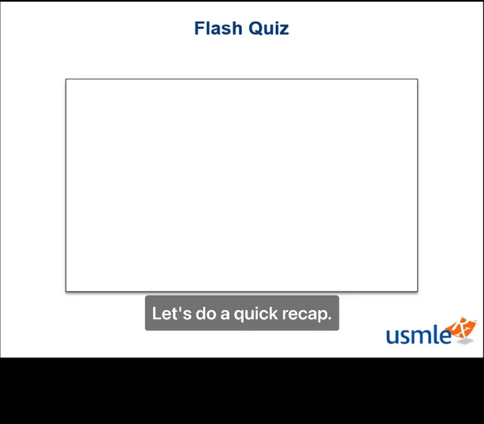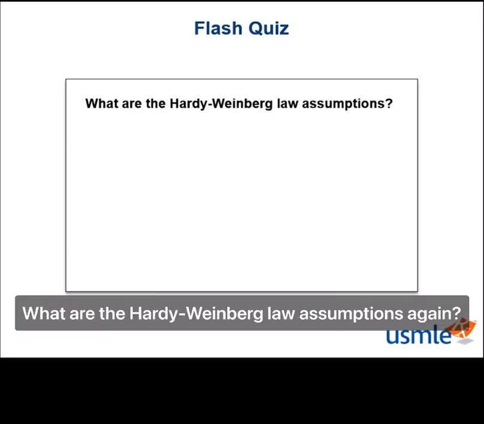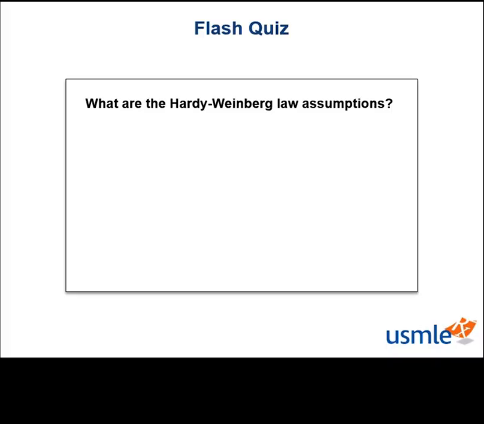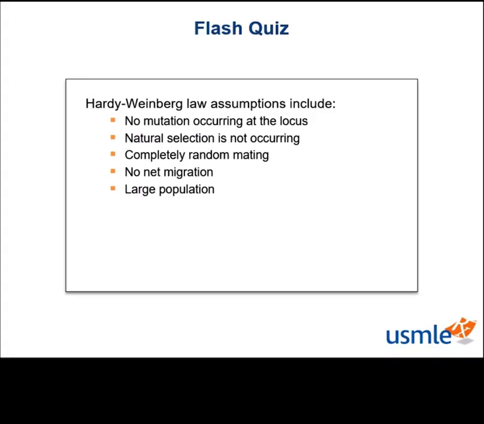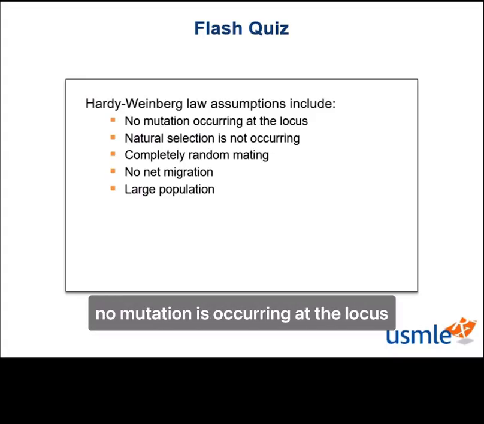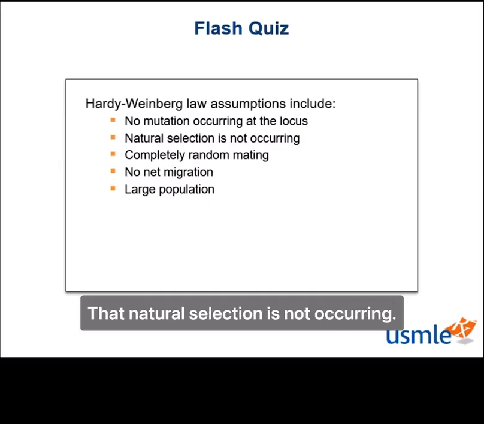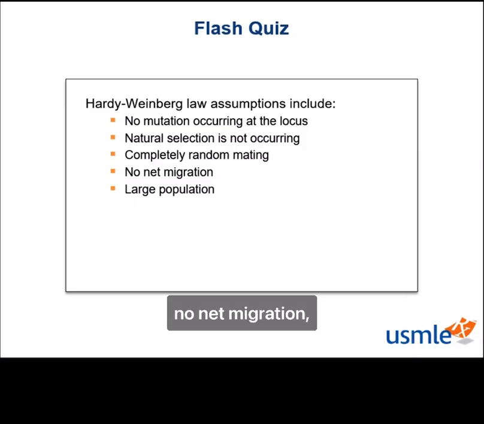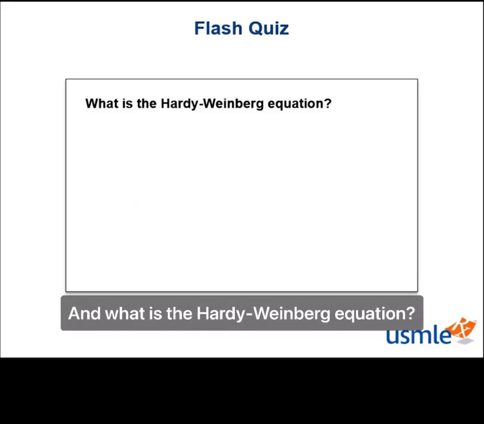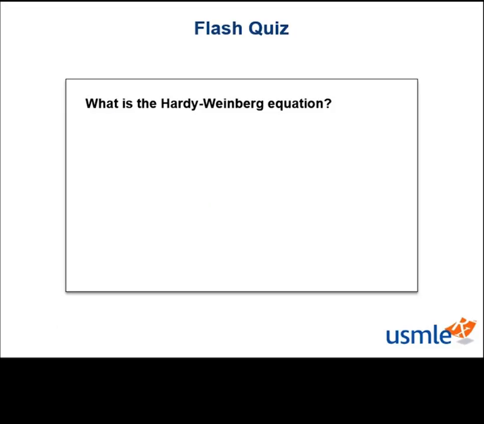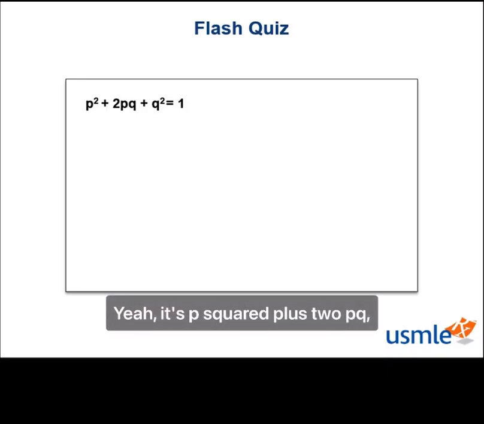Let's do a quick recap. What are the Hardy-Weinberg law assumptions again? Right, the assumptions are that no mutation is occurring at the locus that we're interested in, that natural selection is not occurring, there is completely random mating, no net migration, and a large population. And what is the Hardy-Weinberg equation? Yep, it's P squared plus 2PQ plus Q squared equals 1.